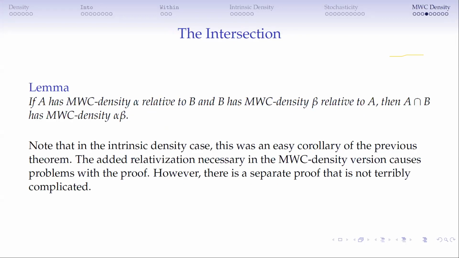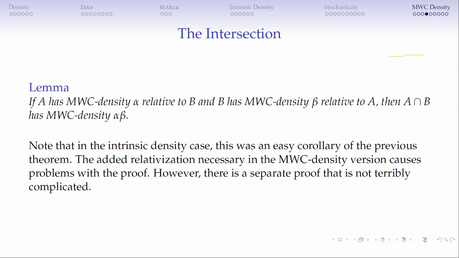Okay, one thing that we can recover is that the intersection also multiplies densities, as in the intrinsic density case. But an important note is that for the intrinsic density case, the proof was just a quick corollary of our within lemma and our into theorem. In this case, that proof doesn't go through because of the extra relativization for the into theorem. There are some technical details that you can't verify for the proof for intersection, but fortunately, you can just recover this by proving it directly.